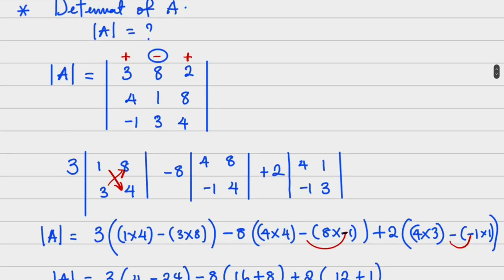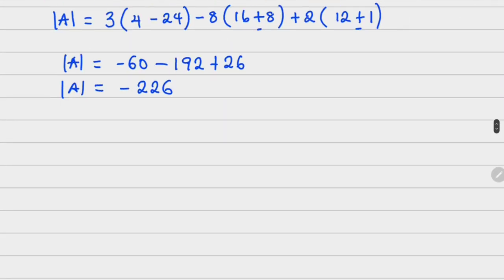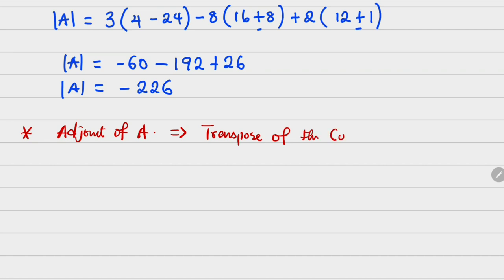Now we'll go to adjoint. Okay. That's the next thing. We're going to be looking at the adjoint of A. What is the adjoint of A? Now, this will be the transpose of the cofactor matrix of A. And what do I mean?